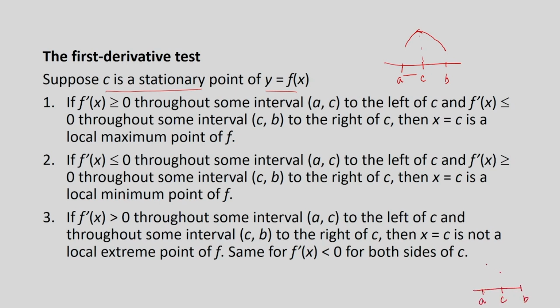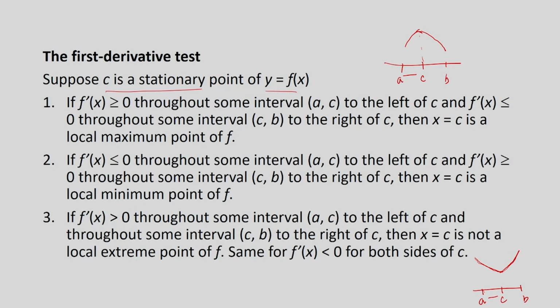Suppose you have f dash of c is equal to 0, and to the left the derivative of the function is non-positive. That means it is something like this, it can be something like this, and to the right it is something like this. Then you have a minimum, a local minimum.